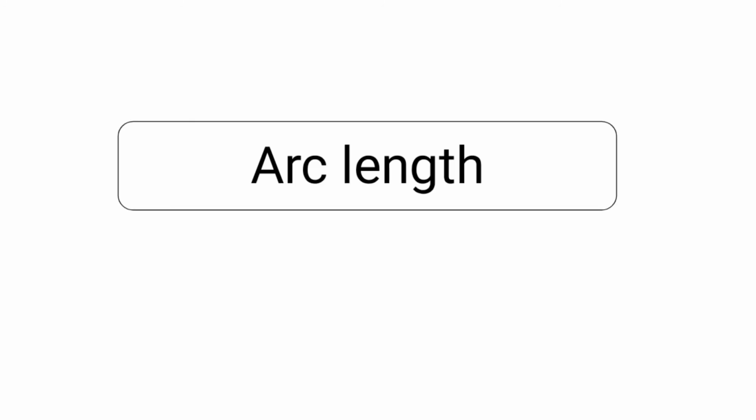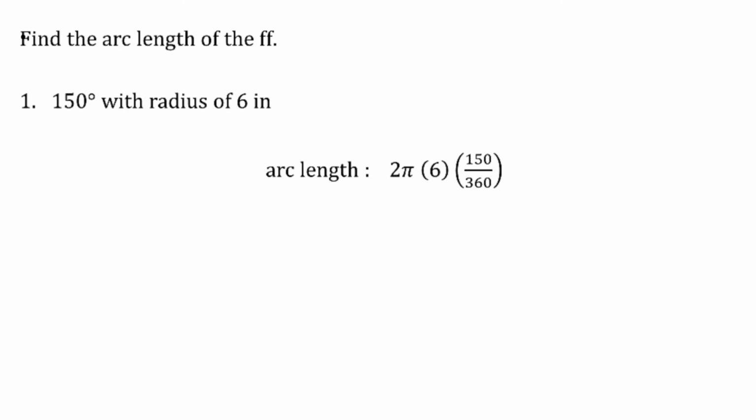Now, arc length. Find the arc length of the following. Number 1, 150 degrees with radius of 6 inches. So by following the formula of arc length, 2 pi times 6 times 150 over 360 is equal to 180 pi over 360. So we are going to divide it, so we only have 5 pi. So our arc length of 150 degrees with radius of 6 inches is 5 pi.